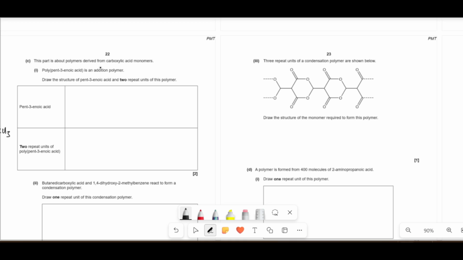So this question's about polymers derived from carboxylic acid monomers. Polypent-3-enoic acid is an addition polymer. Draw the structure of pent-3-enoic acid and then 2 repeat units. So if we do pent-3-enoic acid, that's what? It's going to be 1, 2, 3, 4, 5. So it's pent-3-enoic, so 1, 2, 3 there.